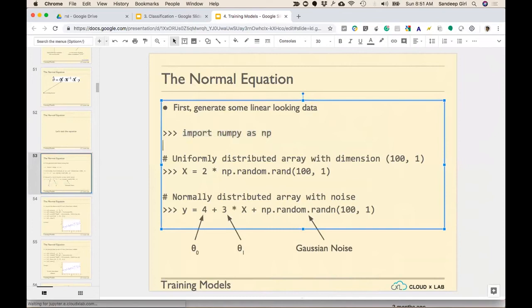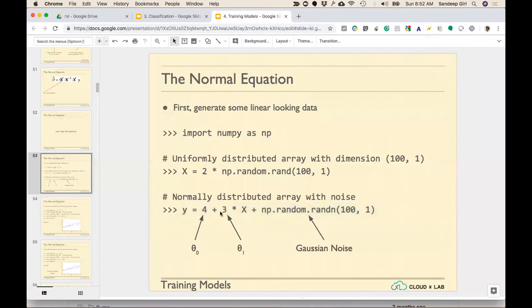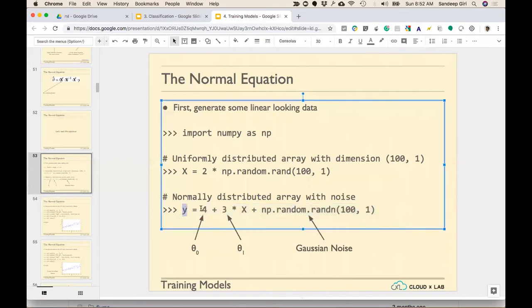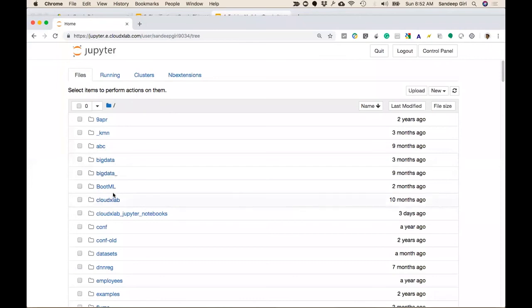Okay, so first of all, we import NumPy, then we generate some data. This is random number generation, so we are saying generate an X with this kind of size, basically 100 rows and one column. Then we say y equals 4 plus 3x, so we are creating hypothetical data by ourselves. We're generating y as a function of 4 plus 3x and adding some noise to it. We call this Gaussian noise. So let's just get started, and here we go.